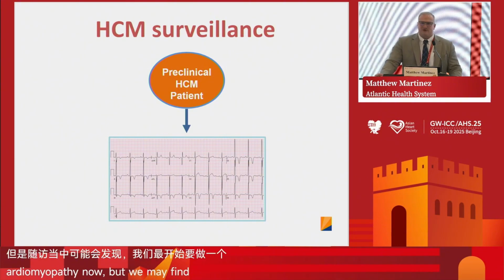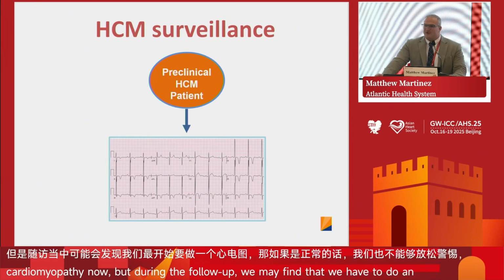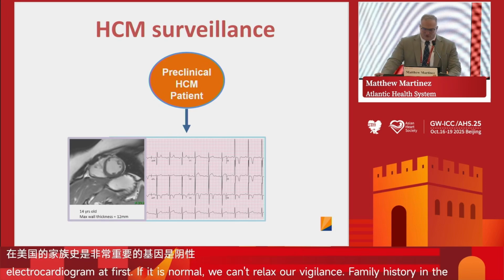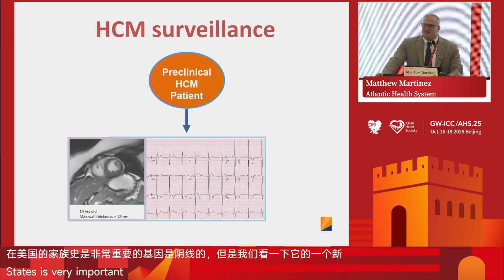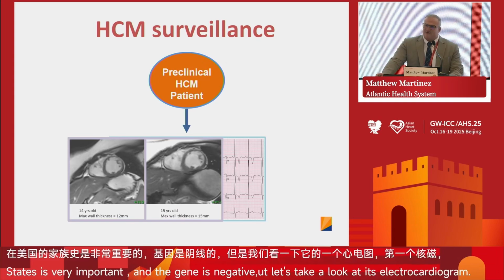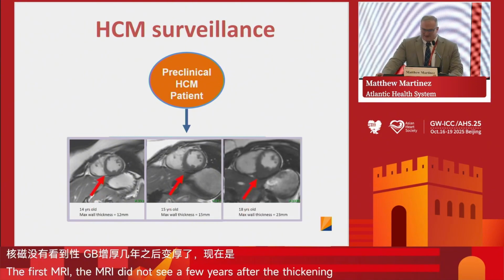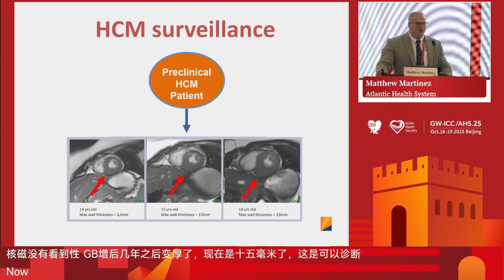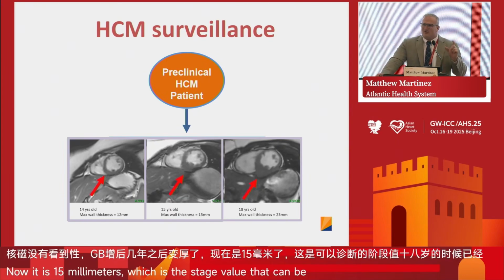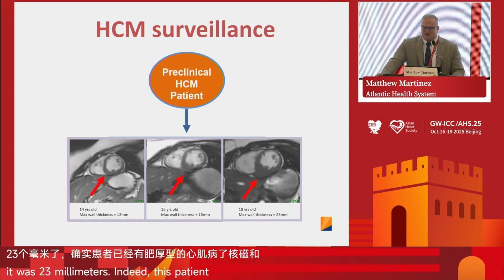So here's an example of a young athlete I saw. Initially, family history of hypertrophic cardiomyopathy, gene negative, but look at the ECG on evaluation. Now, her first cardiac MRI, not a lot of increased wall thickness. A few years later, it was a little bit thicker, now 15 millimeters. With that ECG, this is diagnostic, but by the time she was 18, there was nothing subtle about it. 23 millimeters, she clearly has hypertrophic cardiomyopathy. So MRI and follow-up were the way we identified this young person for hypertrophic cardiomyopathy.